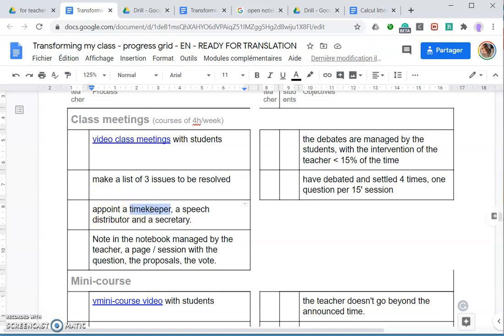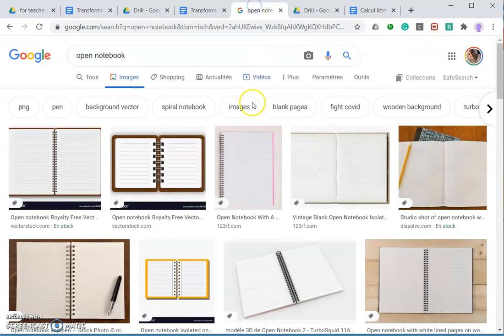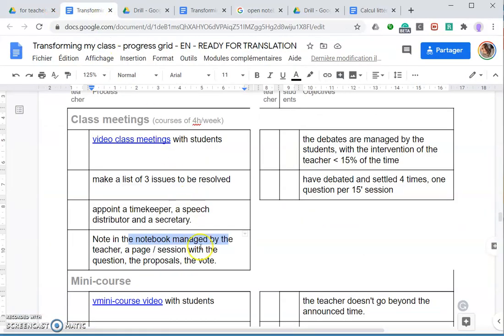Appoint a timekeeper with a timer, so you are sure it does not last longer than 15 minutes. A speech distributor, maybe with a stick or an object held by whoever is speaking, and a secretary to note the vote decision, probably on the board to start, and then at the end of the meeting, in the meeting notebook. Again, a notebook with paper you cannot detach, that sticks together. That's the kind of logbook for the class. So choose a nice one.